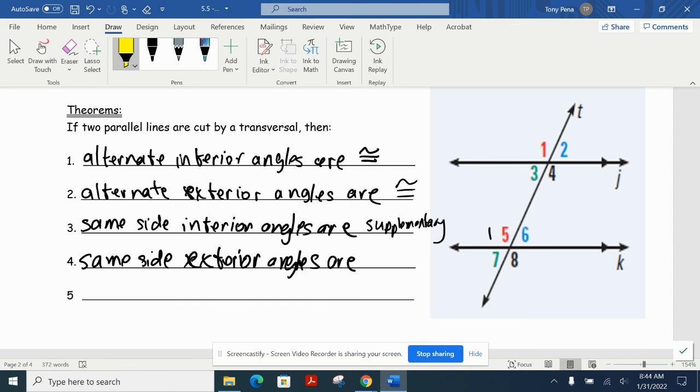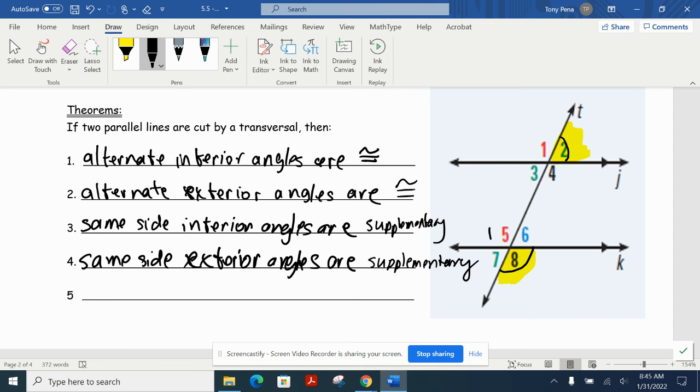So get to that point. If we now look at our same side exterior, so here's angle 2. Here is angle 8. They're on the same side of our transversal. They're both outside of the two parallel lines that we're intersecting. Notice again how angle 2 is less than 90. Angle 8 is greater than 90. No way they are congruent. And that is because these are similar to the previous one, supplementary as well. They must add up to be 180 degrees.